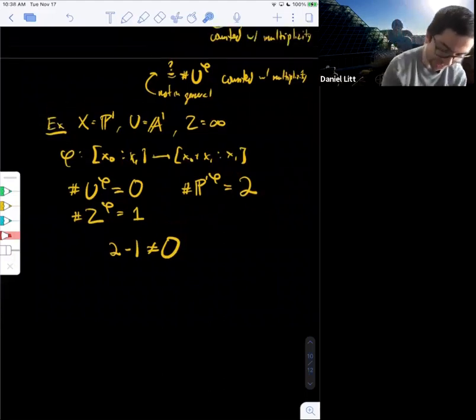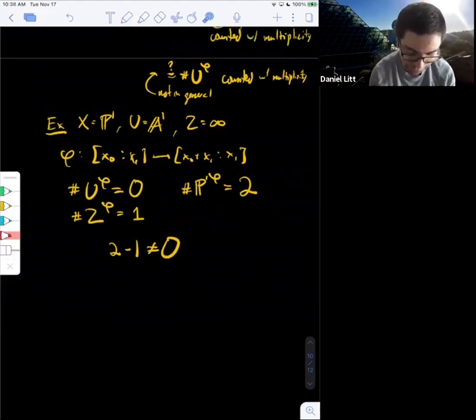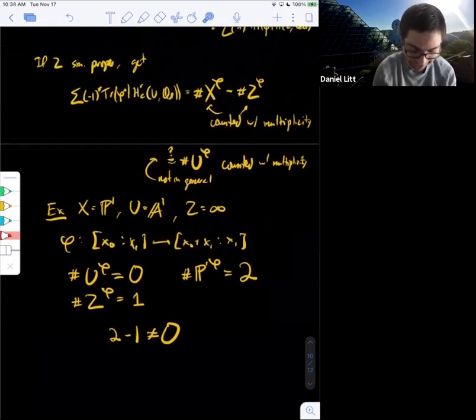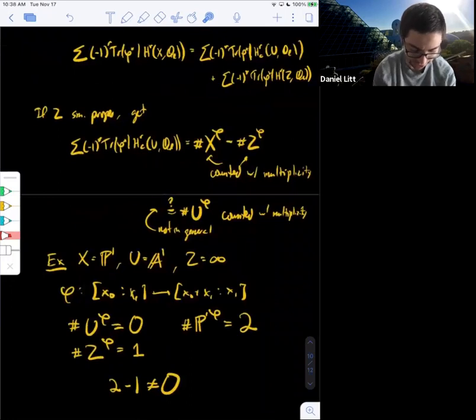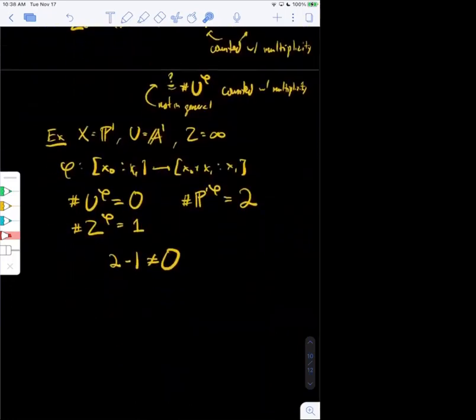Okay, so can anyone explain what went wrong here? Like why is this equality not true in this case? Sorry, can I ask a question? Yeah. By counting the multiplicity, it seems like you want to think of the set of fixed points as a scheme or a divisor or something. That's right.